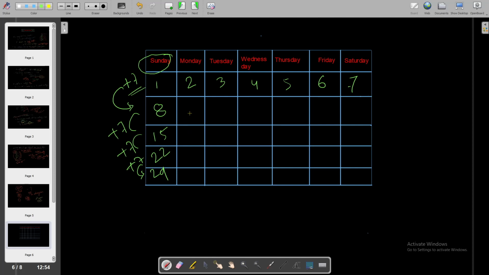Also look at this. Suppose in 2023, 3rd January is Tuesday. If we add 7, it will become 10th January, Wednesday. Repeating the same day, if we add 7, it will become 17th January, and repeating the same day, Tuesday.